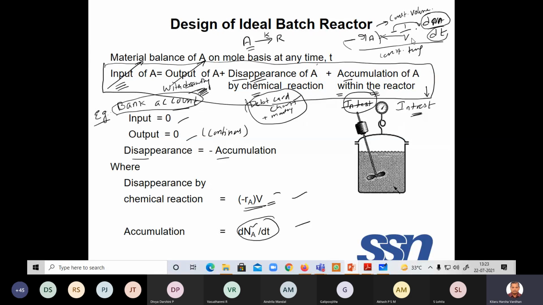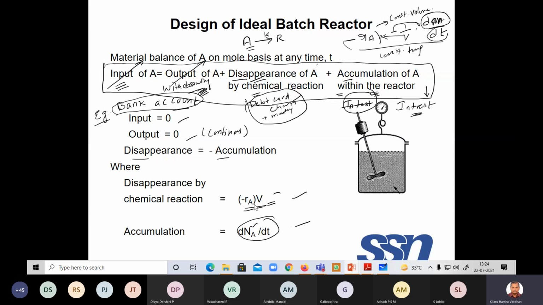Accumulation is nothing but positive dNA by dt. Minus dNA by dt is disappearance. Plus dNA by dt is nothing but accumulated. That means how much is increased, or formed. Accumulated is nothing but formed. Whatever way you want, you can give. Any doubt? Shall I go for the next one?